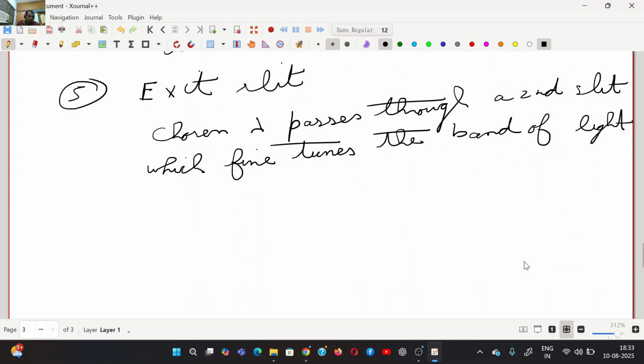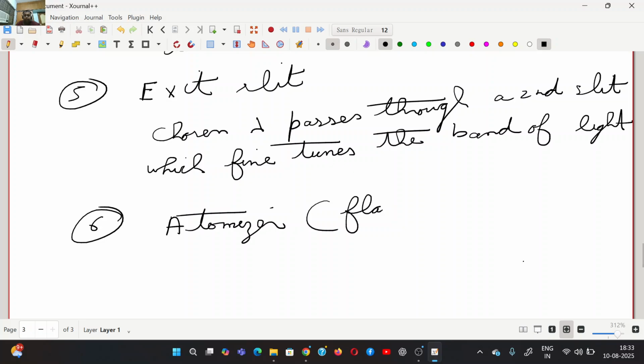Okay. So now that we have got the light that we want, let us send it through the sample where absorption can occur. So the next step is what is known as the atomizer. It can be a flame or graphite furnace.